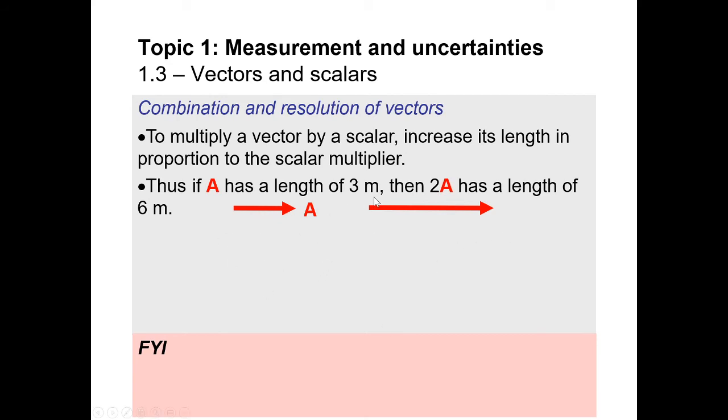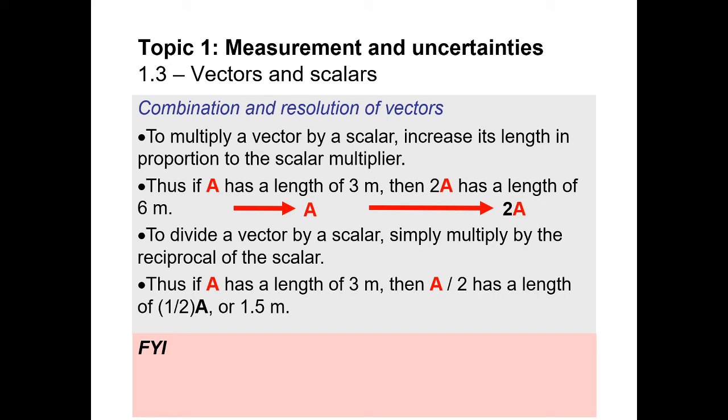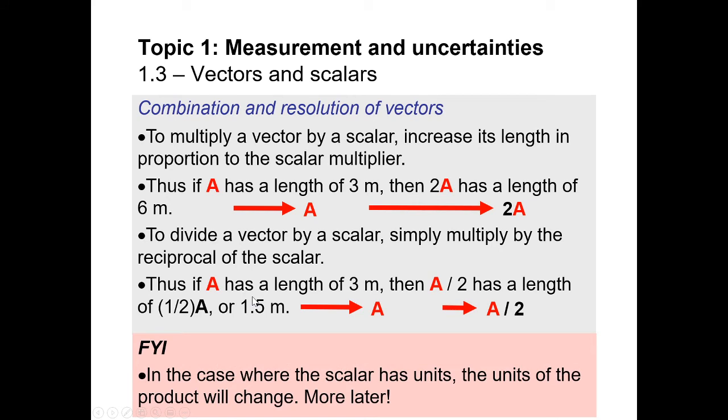If A has a length of 3 meters, then 2A must have a length of 6. Okay? And because the length of a vector when it's drawn represents its magnitude, you actually have to draw it representing that difference in scale. We can also make vectors shorter, so A over 2 is 1/2 A. So you just make it half as long. But I also showed you that we can do it negative as well. All right.